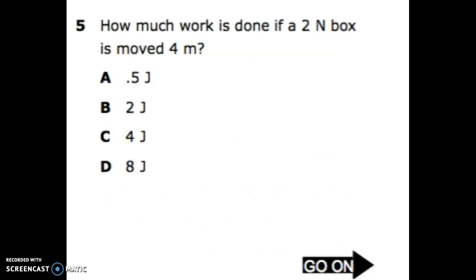Number 5. How much work is done if a 2 N box is moved 4 m? A. 0.5 J. B. 2 J. C. 4 J. And D. 8 J.